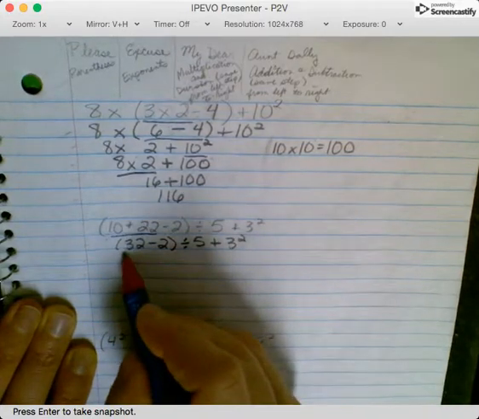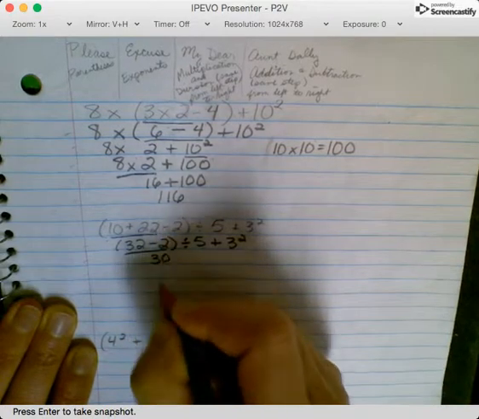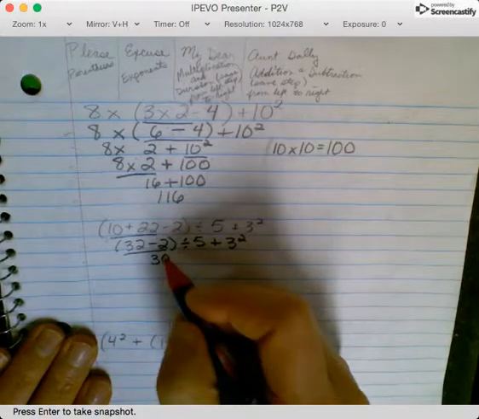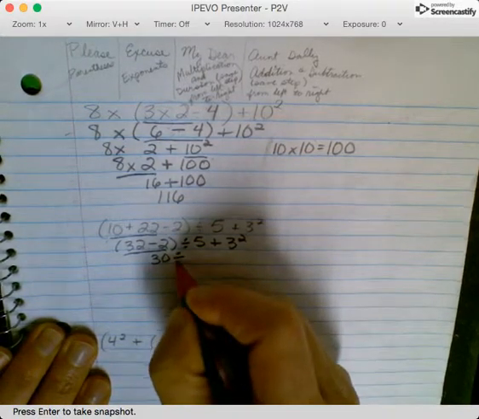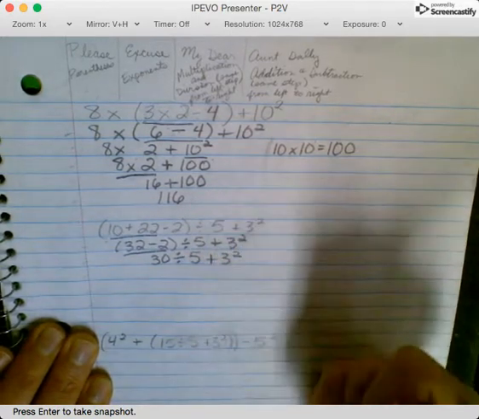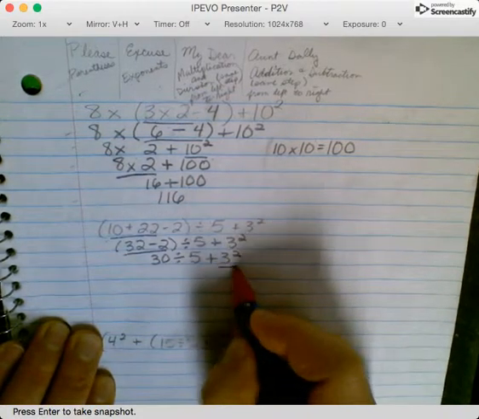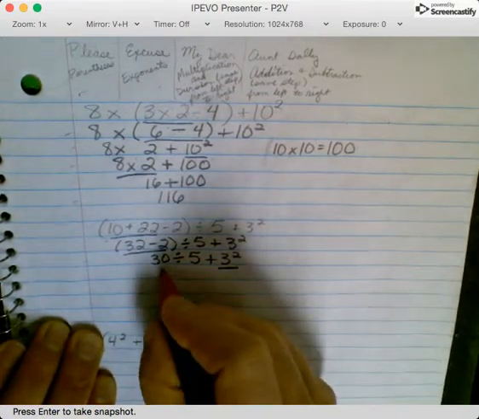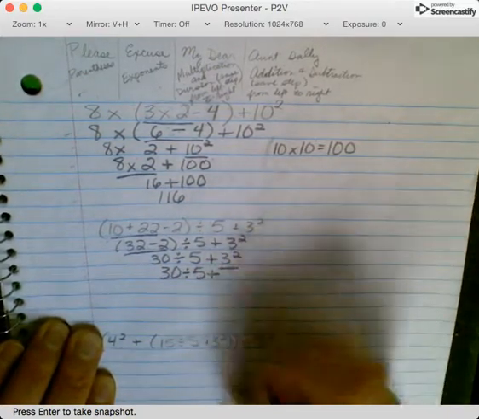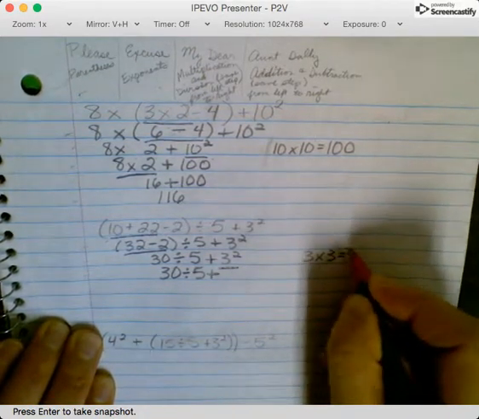Now I still have parentheses, so I'm still working on that. 32 minus 2 is 30. And again, whenever I solve everything in parentheses, I don't have to rewrite the parentheses again. So I'm just going to rewrite this with everything else still the same. Now please, and next is excuse, so exponents, 3 squared. 30 divided by 5 plus, and then 3 squared is 3 times 3, which equals 9.